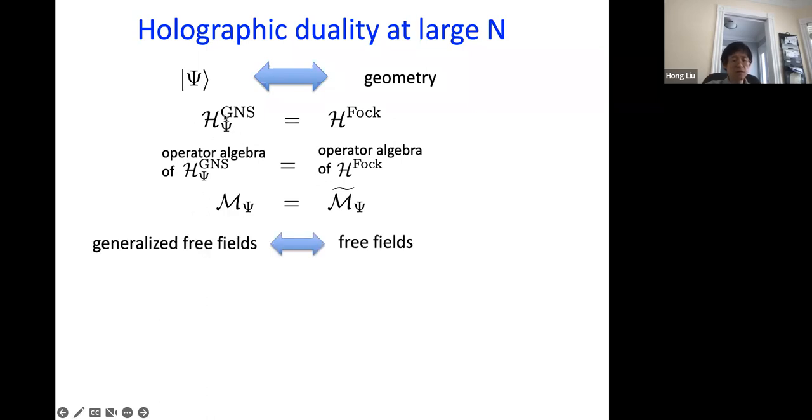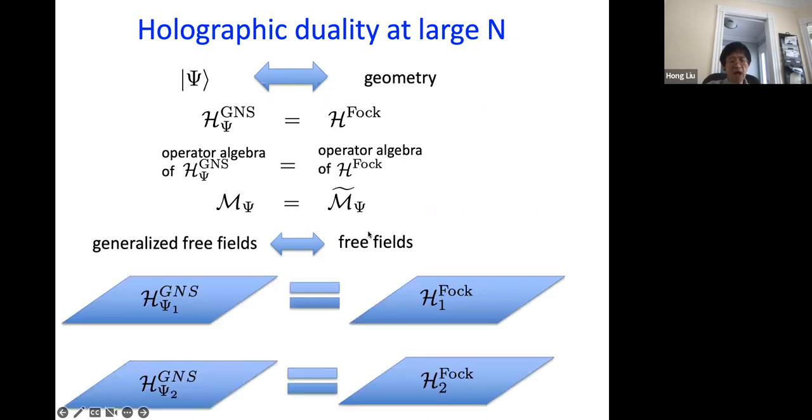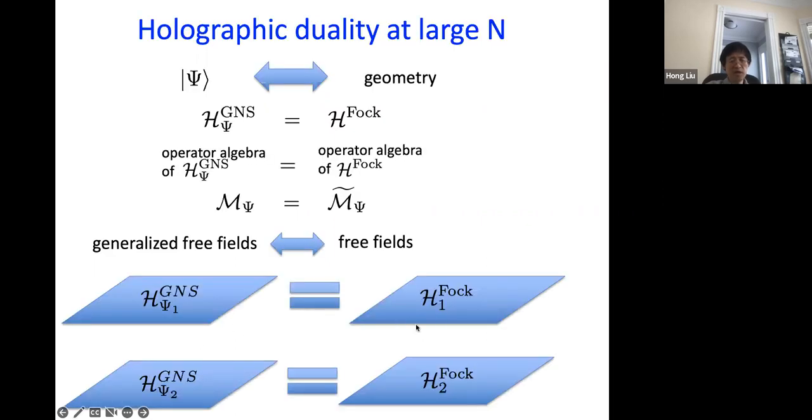In the boundary theory in the large N limit, these are described by the operator algebra generated by generalized free fields at leading order in large N. On the gravity side, they're just generated by free fields, free gravity fields, or free string fields in the G string goes to zero limit. So the structure is that you have disconnected Hilbert spaces associated with each semi-classical state, and this is a cartoon of the mapping between the gravity and field theory sides.